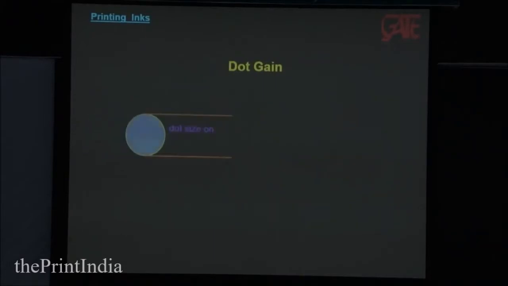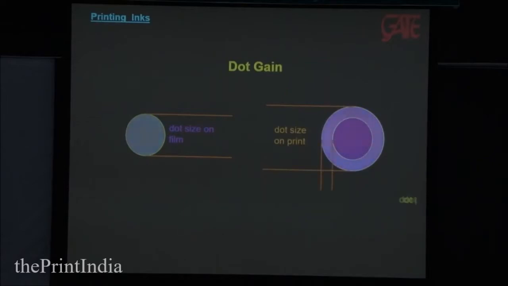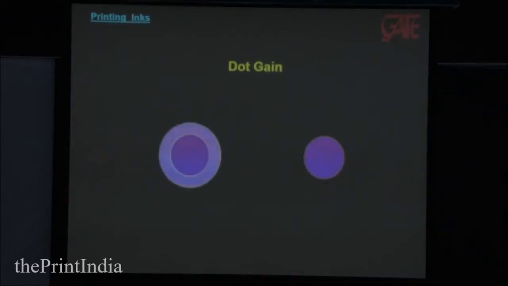Dot gain, we have seen this before, just a small explanation. The dot you see on the film, or nowadays what you see on the color monitor, and what you actually print, the difference we call dot gain. If your printing conditions are good, your dot gain will be even. If printing conditions are not good, your dot gain will be uneven. I have some samples here which you can see later on.